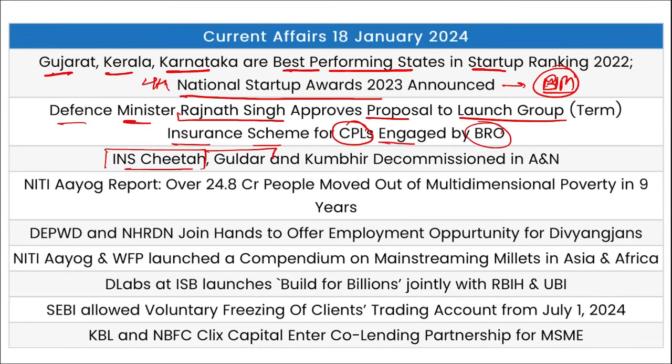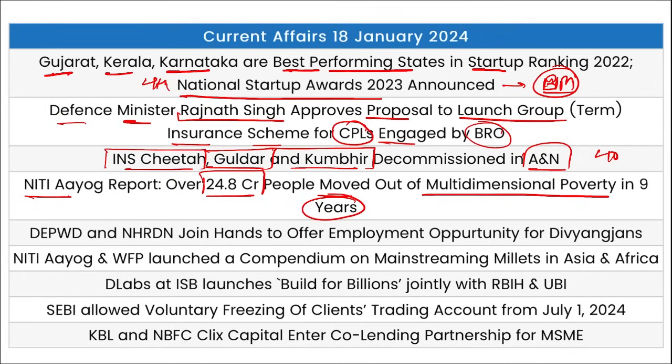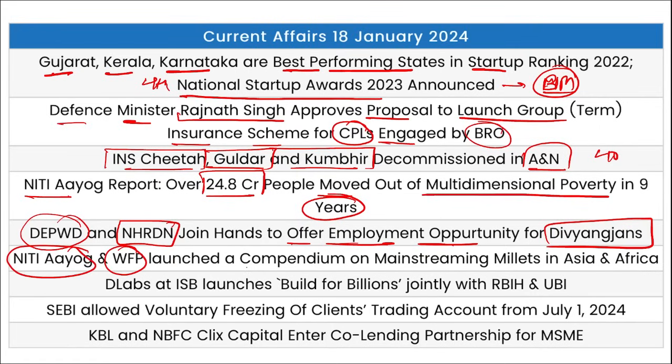INS Cheetah, INS Guldar, INS Kumbir were decommissioned in Andaman and Nicobar recently after 40 years of service. Then Niti Aayog reported that over 24.8 crore people moved out of multidimensional poverty in the last 9 years. DEPWD and NHRDN have joined hands to offer employment opportunities for Divyangans. Then Niti Aayog and World Food Program launched a compendium on mainstreaming millets in Asia and Africa.